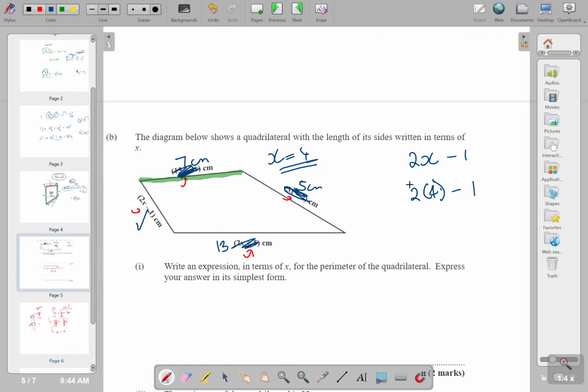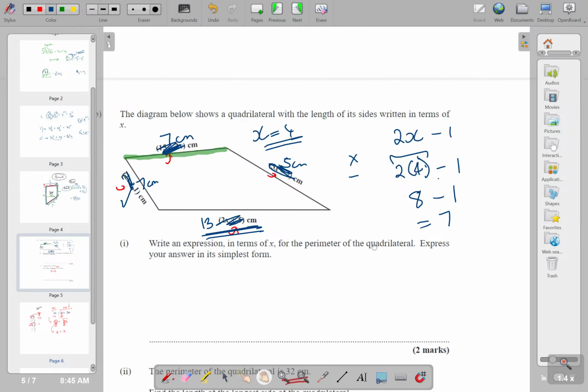Once again, two things coming together is multiplying. And then we have the subtraction sign. Which one comes first in BODMAS? Multiply. That's 8 minus 1, which gives you 7. So this will now be 7 centimeters. Which one is the longest? Looks like this guy down here.